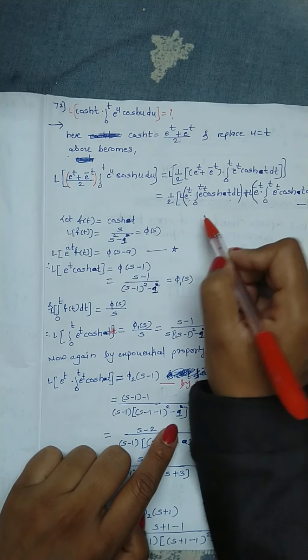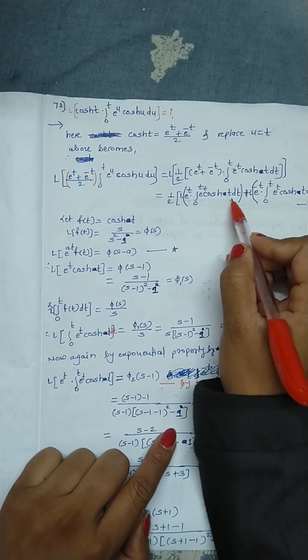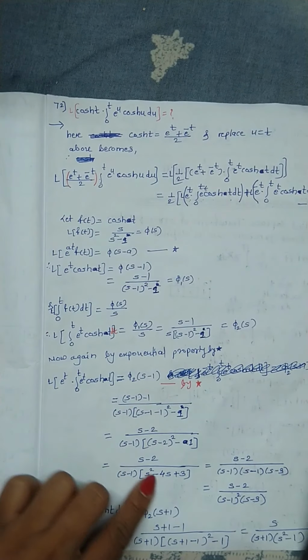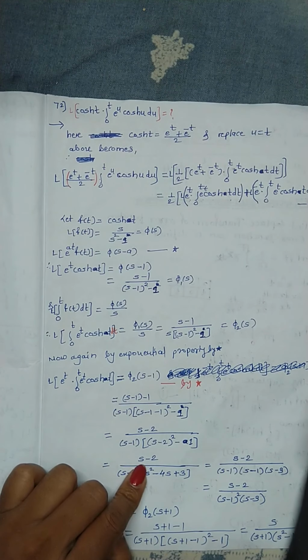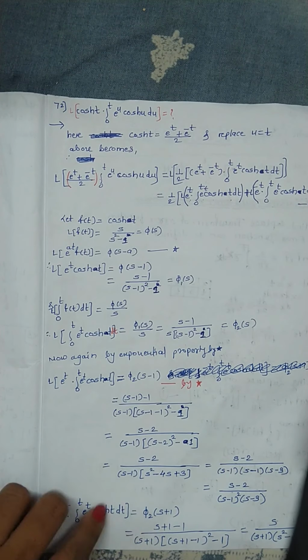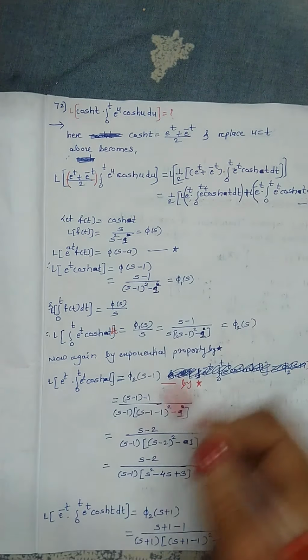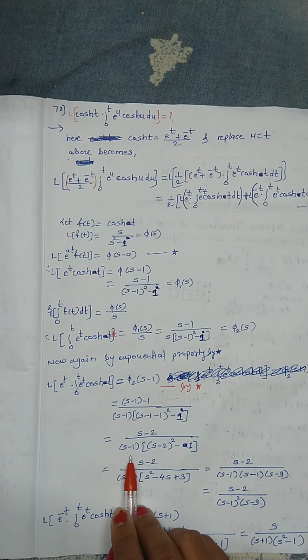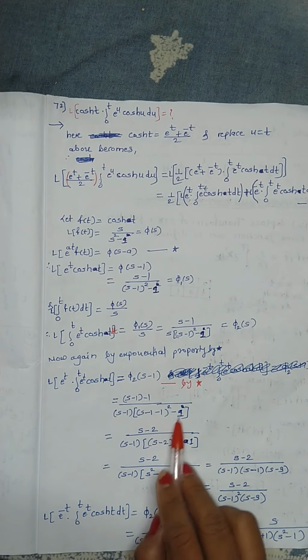We have just calculated this term. That Laplace is over, so now we just have to simplify. This will be our last term, and we are going to add these two. Simplify this: s minus 1 minus 1 is s minus 2. This is s minus 1 as it is, s minus 2 here, square minus 1.